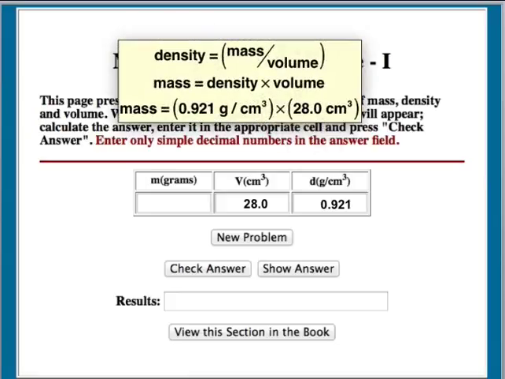Mass, we recall, is density multiplied by volume. Simply plug in your numbers, do the calculation, multiply these two together, and you have 25.8 grams.